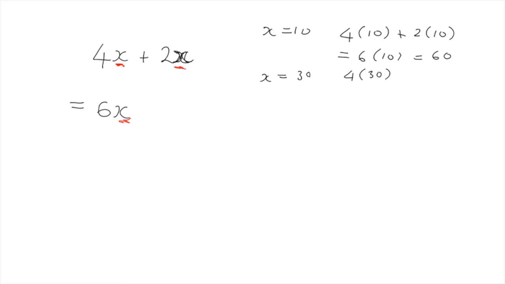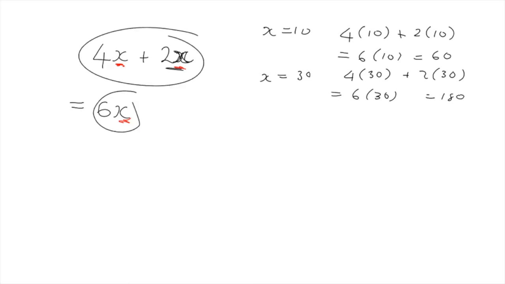You've got 4 30s for 4x, and 2 30s, which is 2x. And if you think about it, you've got 4 30s and you've got 2 30s. How many 30s do you have in total? You've got 6 30s in total, and that's 180. So you can see these are equivalent expressions. You can combine the 4x and the 2x to make 6x. And that is because 4x and 2x are like terms. They've got exactly the same variable.